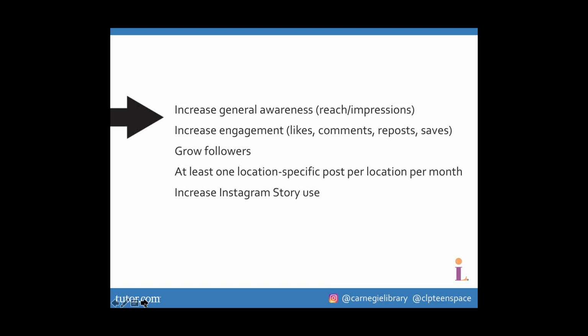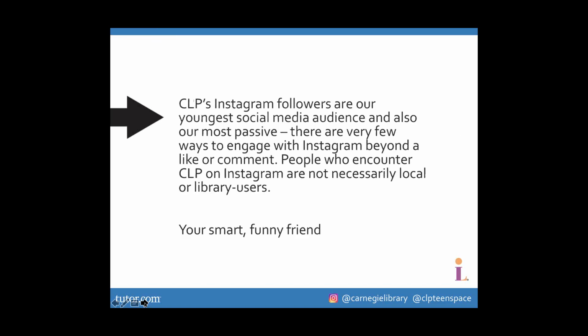So the objectives we've developed specifically for Instagram include increasing general awareness, which we measure with reach and impressions, increasing engagement, which is measured with likes, comments, reposts, and saves, growing our followers, making sure that all 19 of our locations are represented, and increasing our Instagram story use. And I'll note here that we didn't include web traffic as one of these objectives because linking out of Instagram is not very streamlined and usually requires additional advertising dollars.